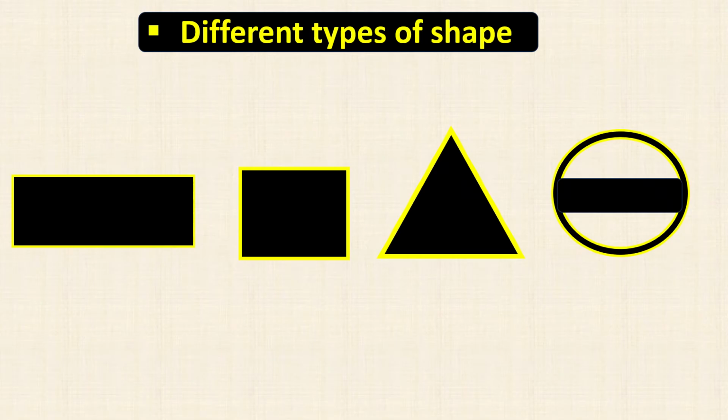Here another point is different types of shape. What is the meaning of different? Type means a kind, and different means unlike. Different, we can say, unlike.